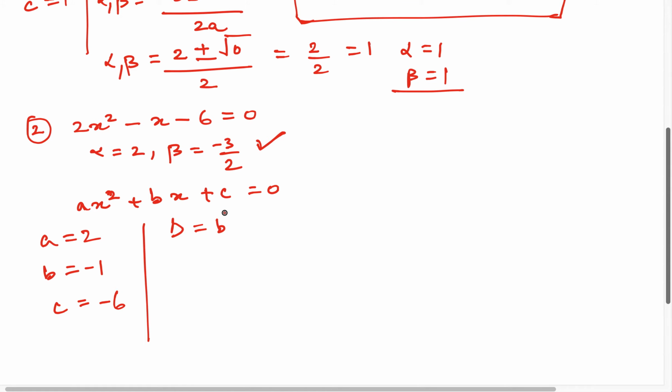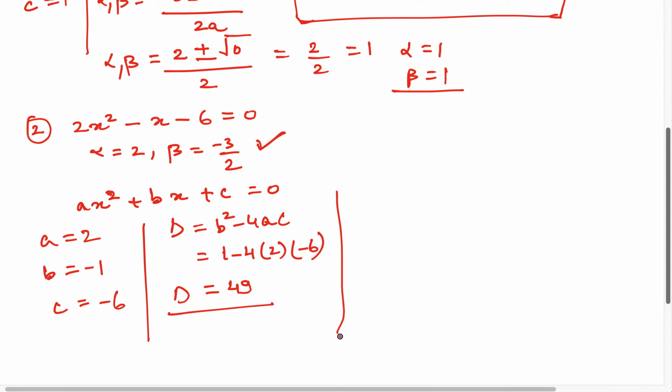D is equal to b square minus 4ac. So b square is 1 minus 4 into a, which is 2, into c, which is minus 6. So this is 4 2s are 8, 8 6s are 48. So d is 49. Okay, d is equal to a positive 49. Now let us put this value of d in the standard formula.